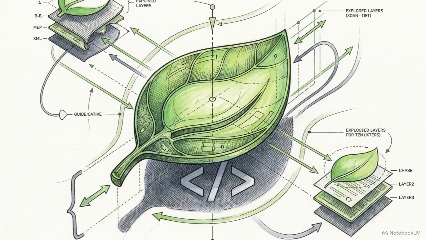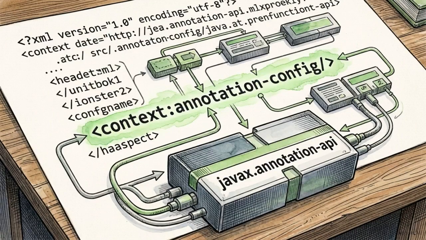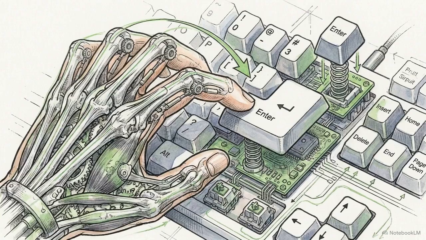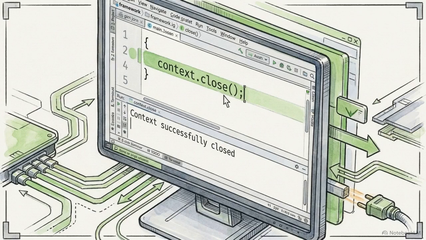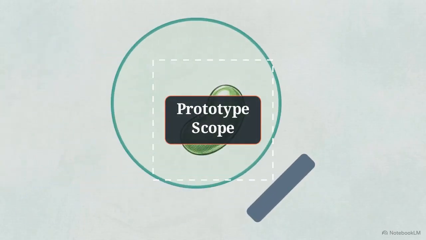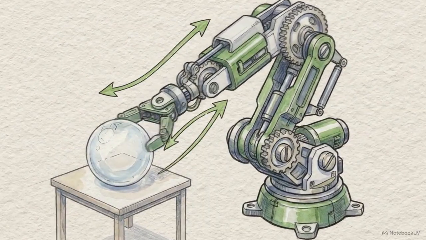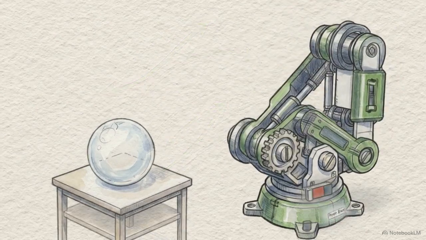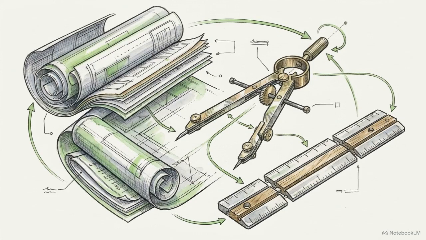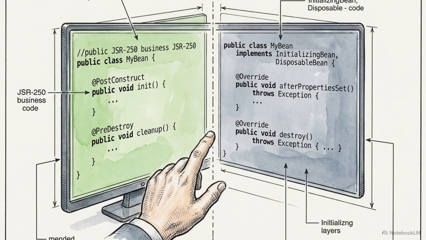If used within an XML-based setup, it requires the addition of the context annotation config tag and the relevant Java API dependencies. Regardless of the syntax used, there is a critical mechanical rule. The container will not automatically trigger destruction methods unless the developer explicitly calls the close method on the application context. There is also a specific edge case for prototype scoped beans. The container will execute their initialization, but it abandons them afterward, leaving the developer solely responsible for managing their destruction. Choosing a lifecycle configuration method is an architectural decision, balancing ease of implementation with how tightly you want to bind your code to the Spring framework.